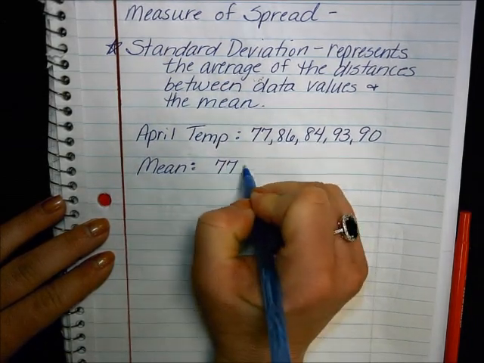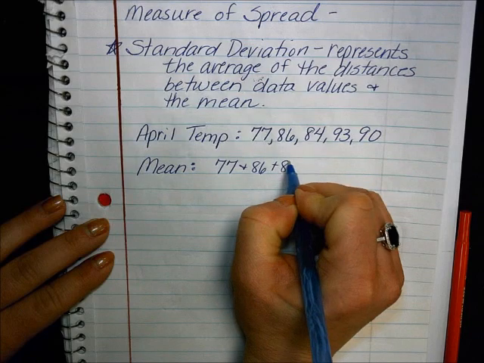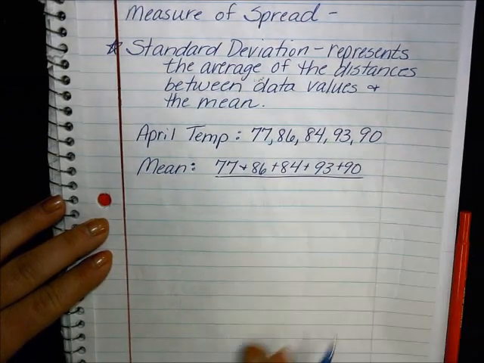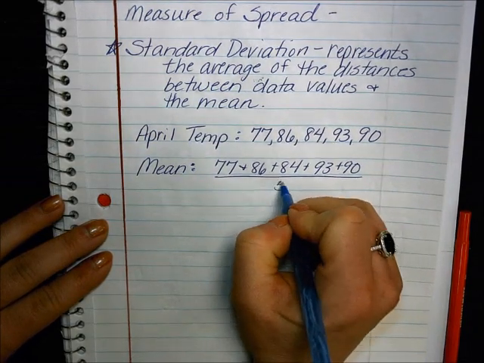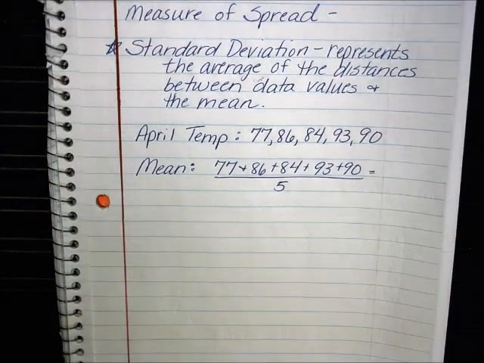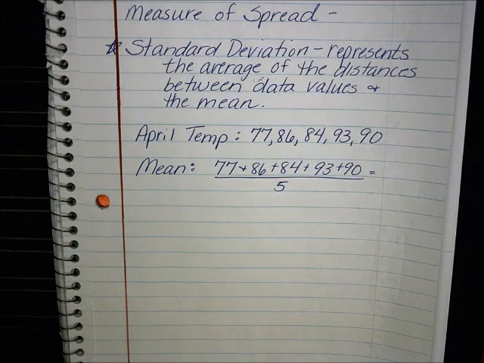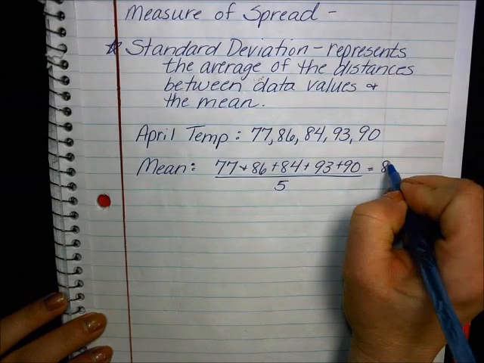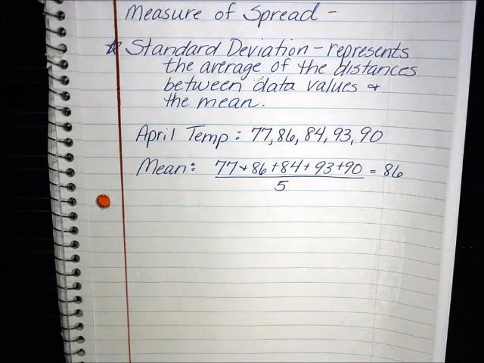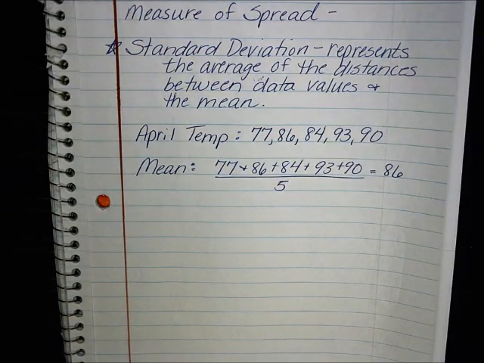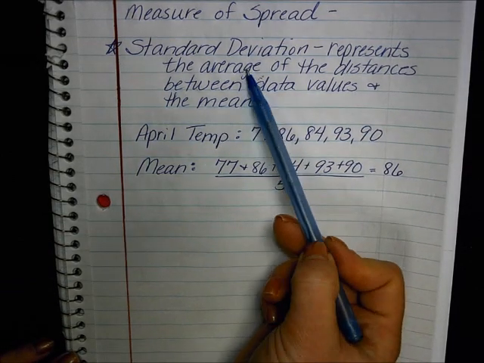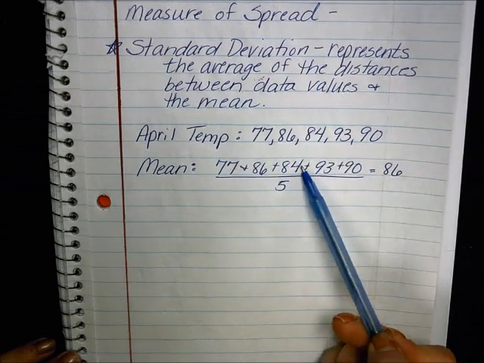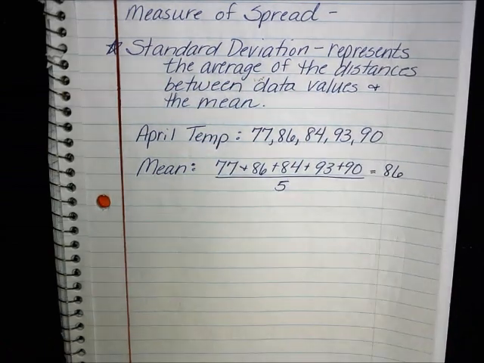Remember to do the mean, we add the values of data together, and then we divide by how many there are. We're talking about 5 days. Okay. So we add those together, divide them by 5. Our mean comes out to be 86. Okay. Now, what we're trying to find is the average of the distances between our data, these 5 pieces, and this mean.